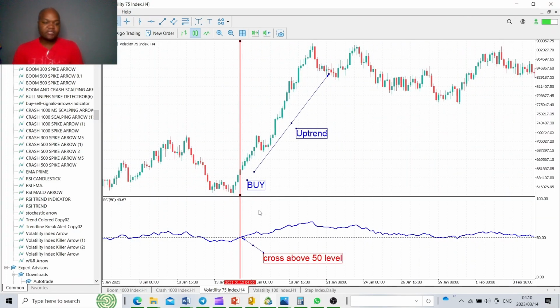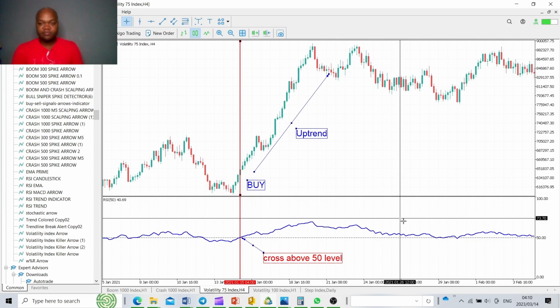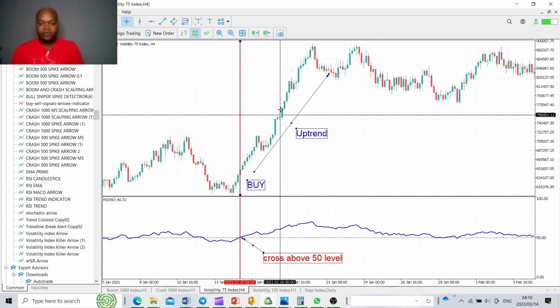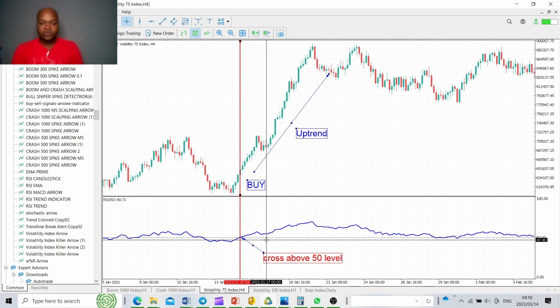Let's quickly look at examples. What we said is this: you wait for the RSI to cross above level 50. This is our RSI, using a period of 50, and we're waiting for the RSI to cross above the 50 level, and we are going to buy, because that's the point where we'll be having an uptrend. If you check, when the RSI was above 50, the market was moving up. So this is an example where we'll be buying using this strategy.